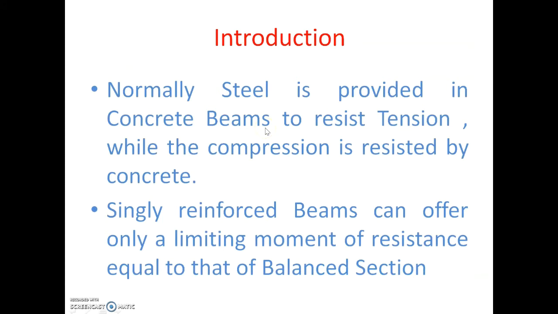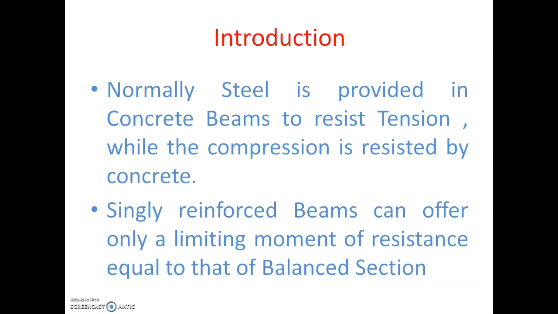Introduction. Generally, steel is provided in the concrete beams to resist the tension while the compression is taken by the concrete. Singly reinforced beam means the reinforcement is located in the tension zone only, and it can resist a limiting moment of resistance that is equal to that of a balanced section.